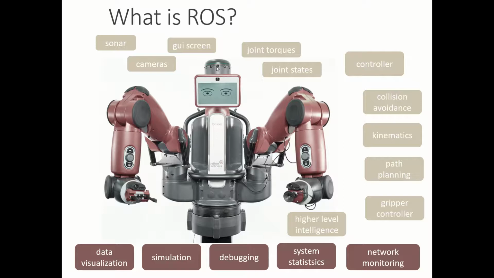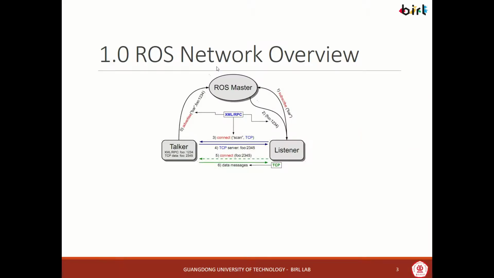It's a middleware. And yes, it's not the only one. There are others like OpenRTM from Japan, Orocos and YARP from Europe, and a few others. And so this is what we're going to be learning today. And we're going to be starting with the ROS network.